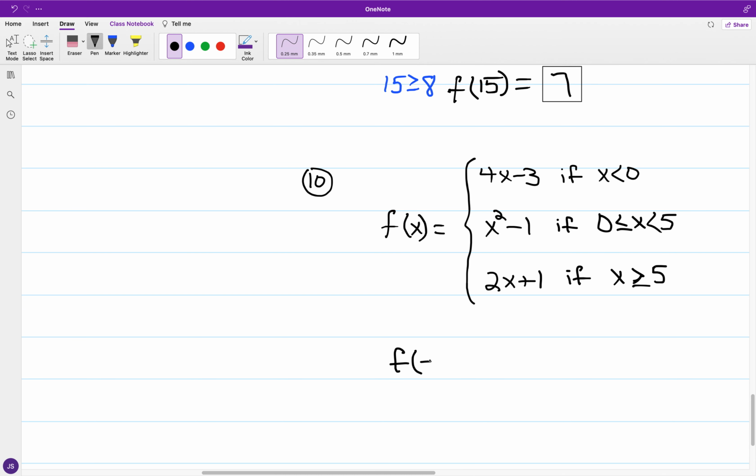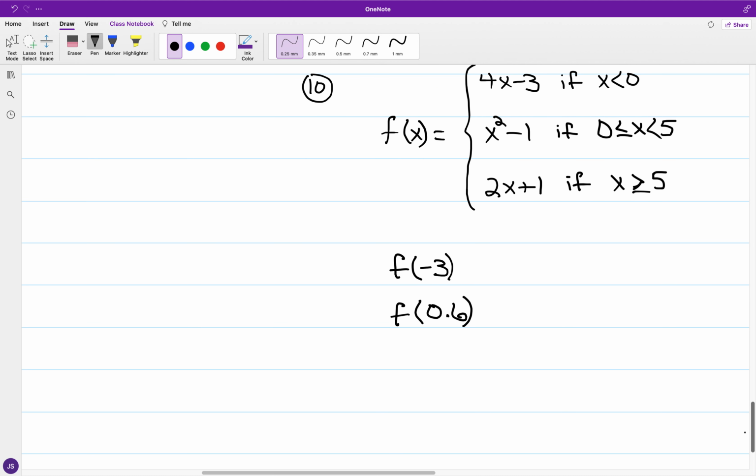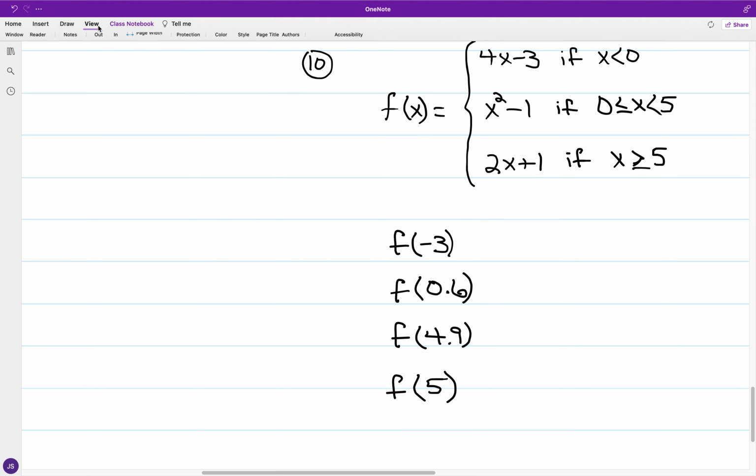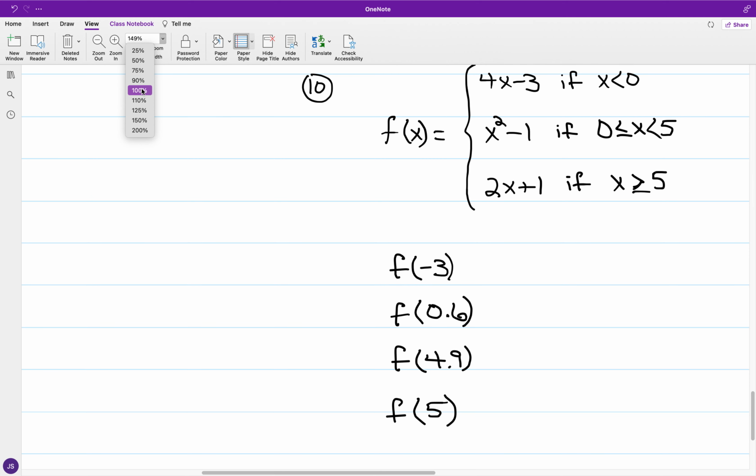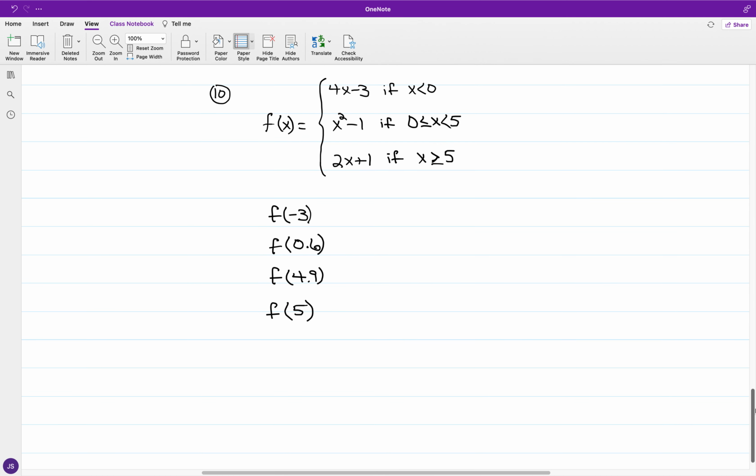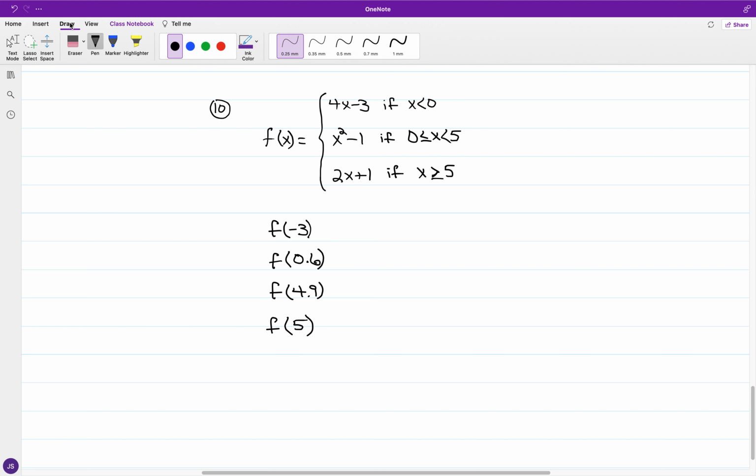So we have with the input values, f of -3, we have f of 0.6, we have f of 4.9, and closing out, we're looking at f of 5.